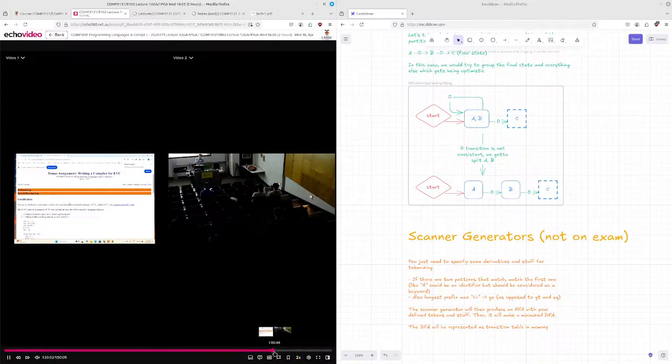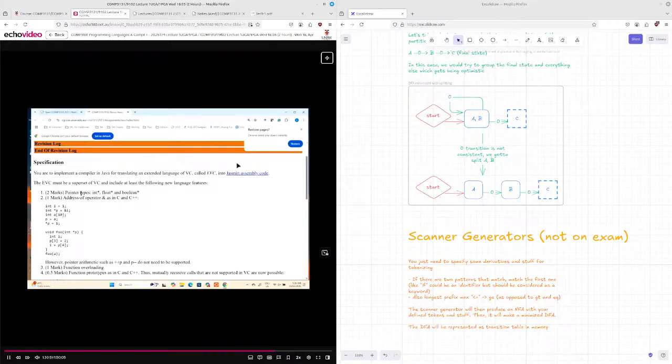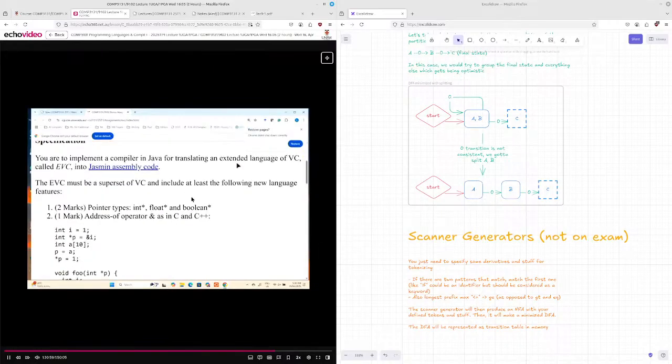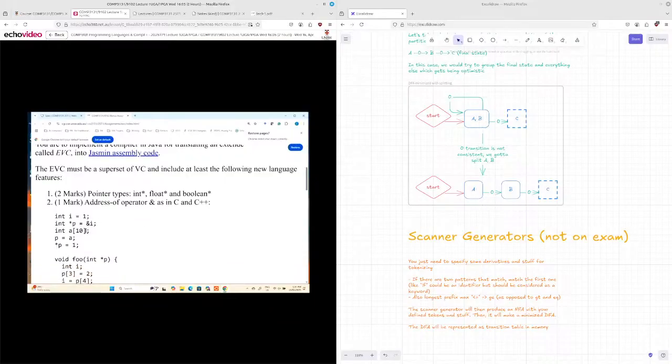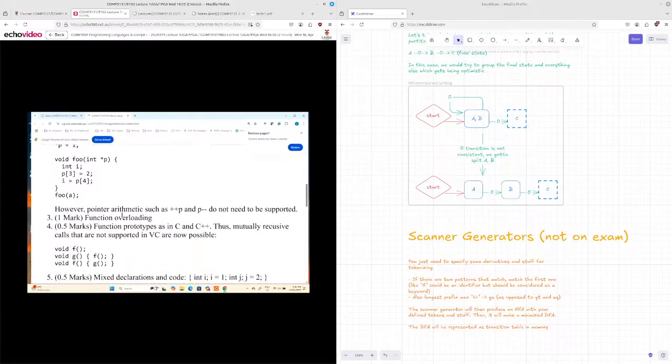I think the hardest part of the bonus assignment is to implement pointers. You figure out a way to implement pointers, and all the others, address operators, those go together, so that you will be able to write statements like this. Only one level of indirection, one star, one ampersand operator. So that's 3 marks altogether. Function overloading is not trivial, because VC does not allow function overloading. You can easily extend your checker to allow function overloading.